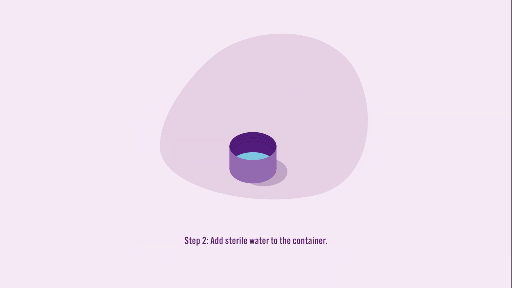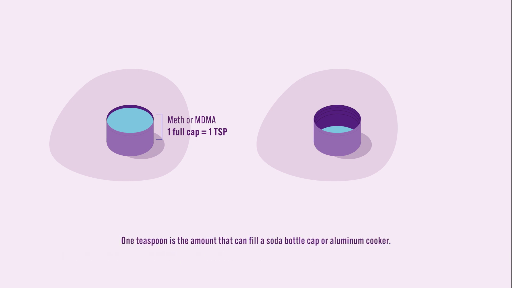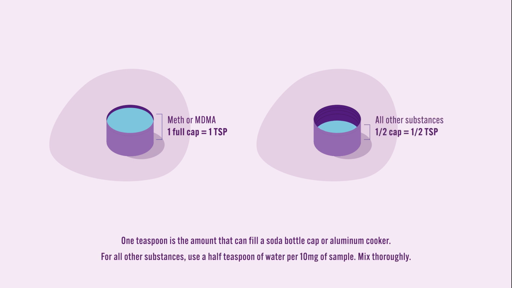Step 2. Add sterile water to the container. For methamphetamine and MDMA, use about 1 teaspoon of water per 10 milligrams of powder or crushed crystals. 1 teaspoon is the amount that can fill a soda bottle cap or aluminum cooker. For all other substances, use a half teaspoon of water per 10 milligrams of sample and mix thoroughly.